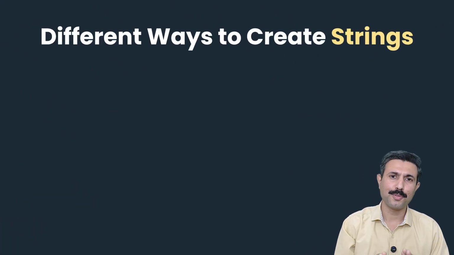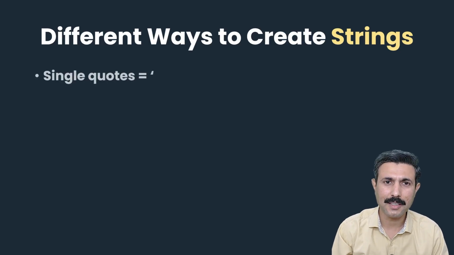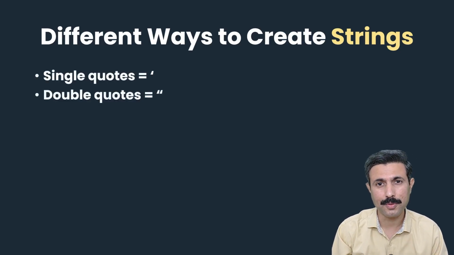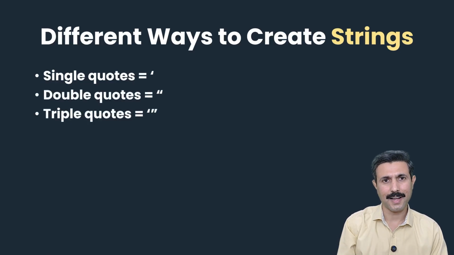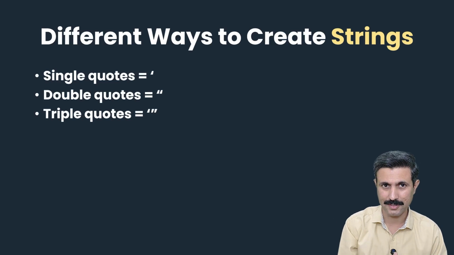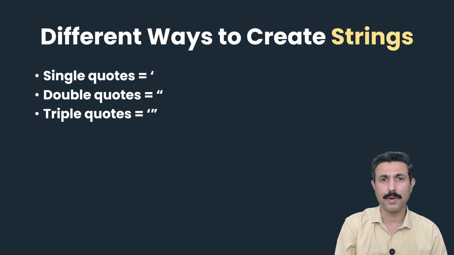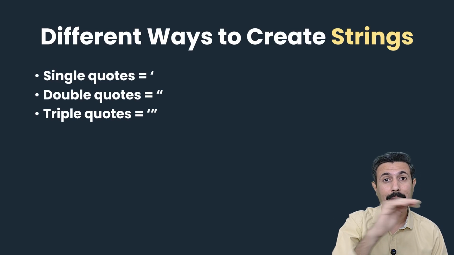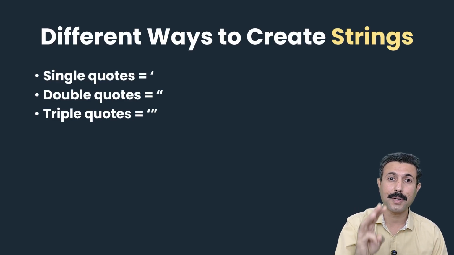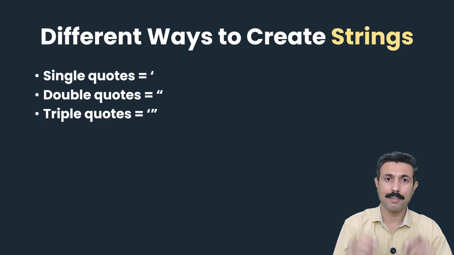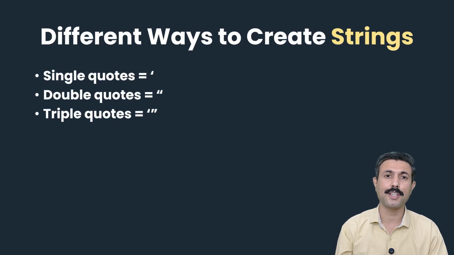Now I'm going to show you different ways to create a string. You can use single quotes, double quotes, or even triple quotes. Generally these triple quotes are really handy when you want to write multi-line strings. Not just a single word or two-word string, but multi-line strings. For that you're supposed to use triple quotes. Now let me show you an example of how you can use triple quotes to enter multiple lines.